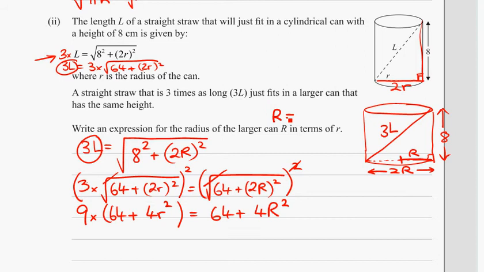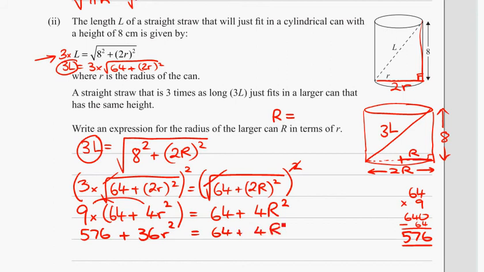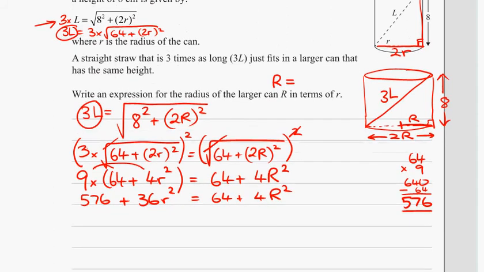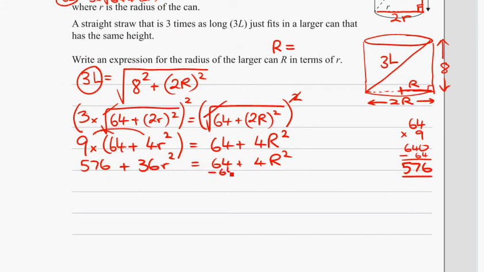Right, we want an expression for capital R. So if we expand this side now, we need 64 times 9. You could do 64 times 10, which is 640, and minus 64 from that. Which is going to be 576, and you can check that you can get that answer. Plus 4 nines are 36. Right, we're trying to get capital R squared. So the next best thing to do would be to minus the 64.